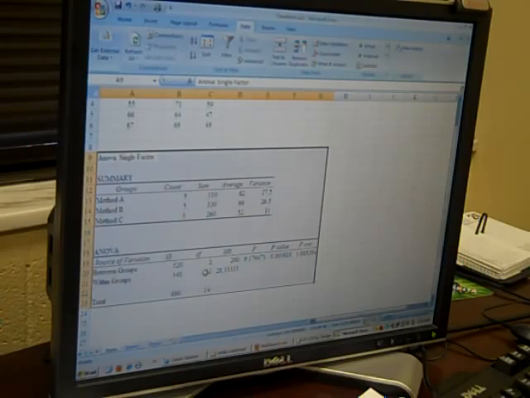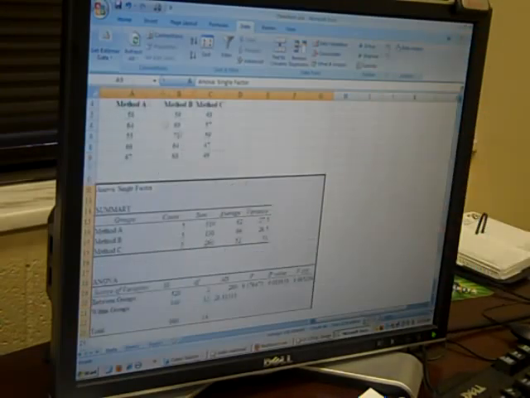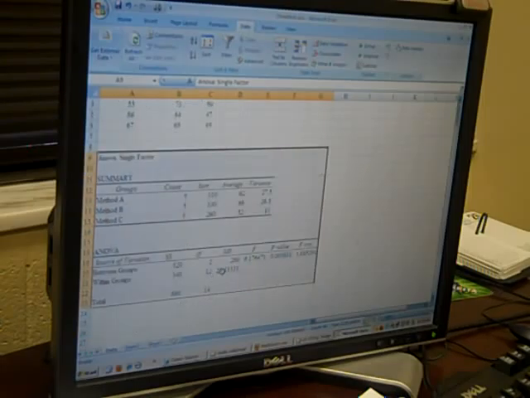12 is the total number of elements you have in your data set, minus the number of treatments. 15 minus 3 is 12, and then this is pretty easy.